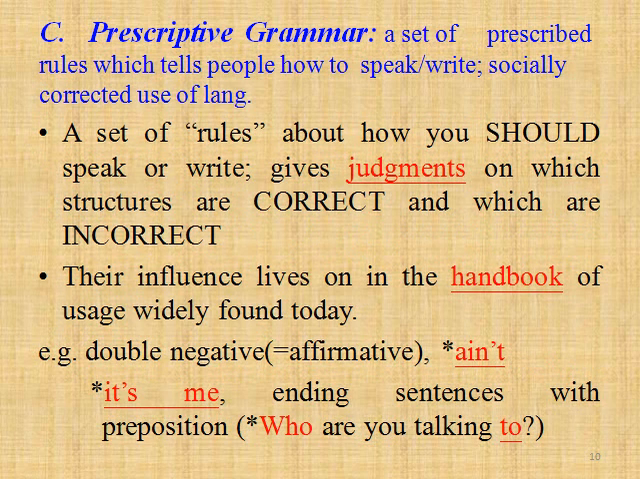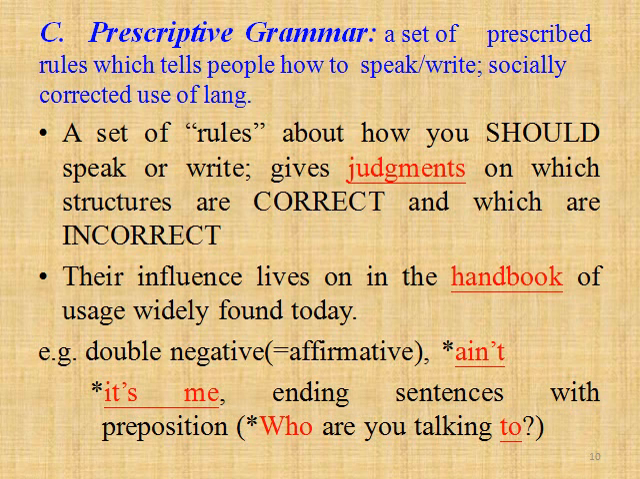Prescriptive grammar is a set of prescribed rules which tells people how to speak or write the socially correct use of a language. So here, it is a set of rules about how you should speak or write, giving judgment on which structures are correct and which are incorrect. So we are going to have a judgment whether the sentence we made is correct or incorrect. It is because of the influence of the handbooks of usage widely found today.